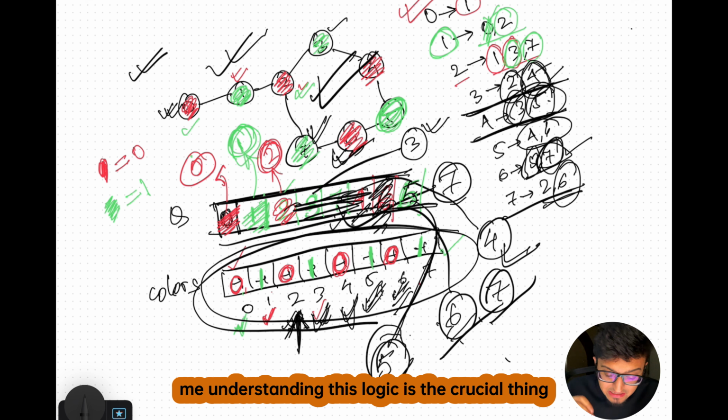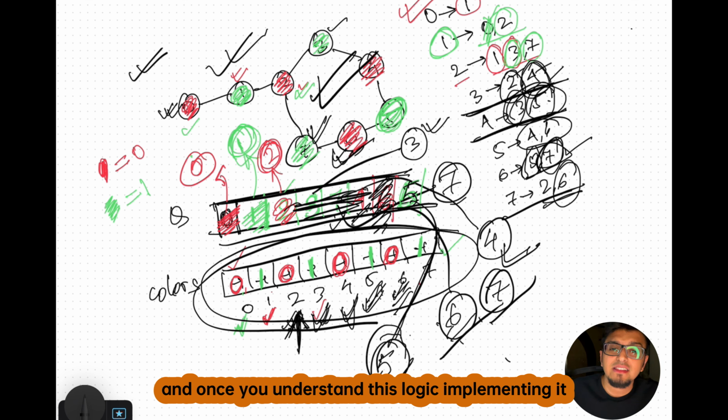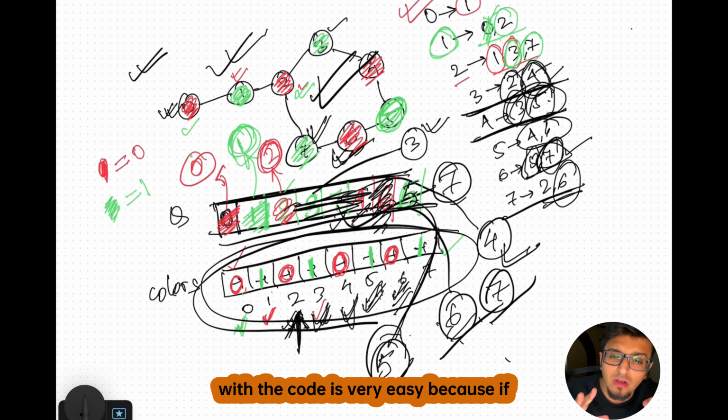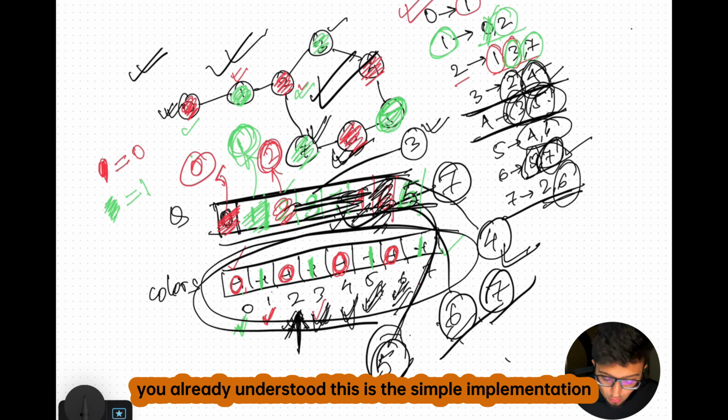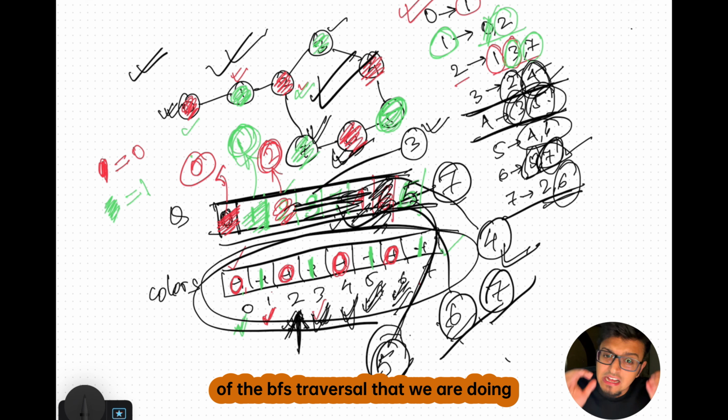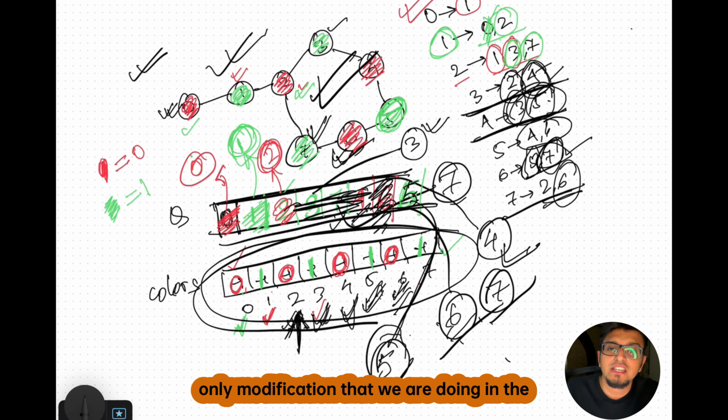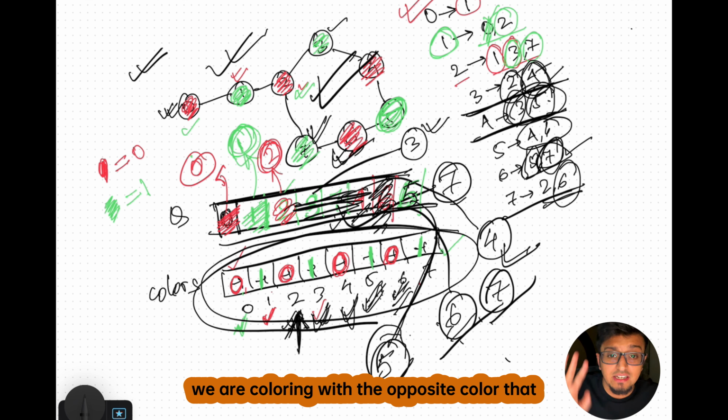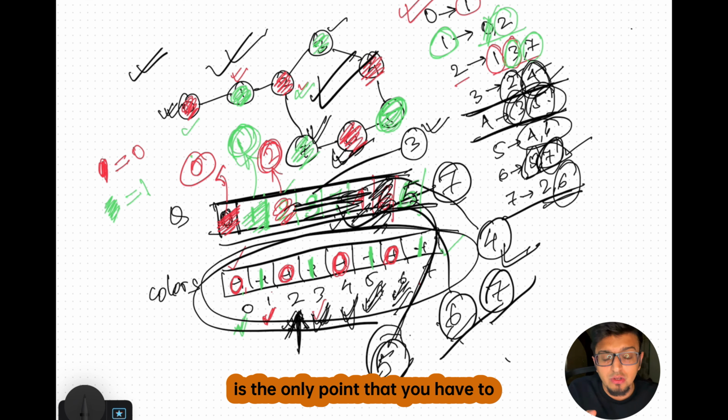And believe me, understanding this logic is the crucial thing, and once you understand this logic, implementing it with the code is very easy, because if you already understood, this is the simple implementation of the BFS traversal that we are doing. The only modification that we are doing in the BFS traversal is that each and every index we are coloring with the opposite color. That is the only point that you have to keep in mind.